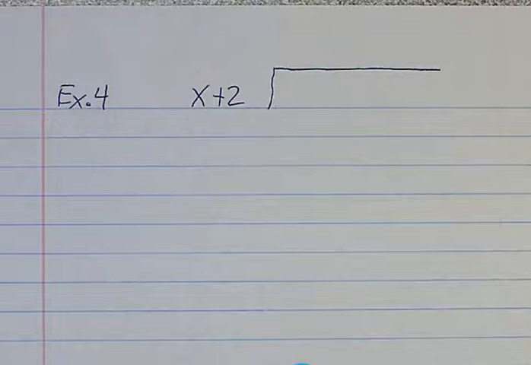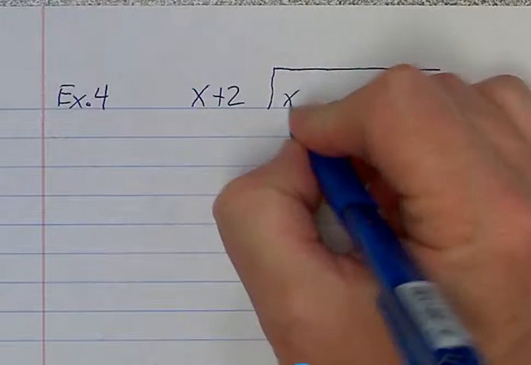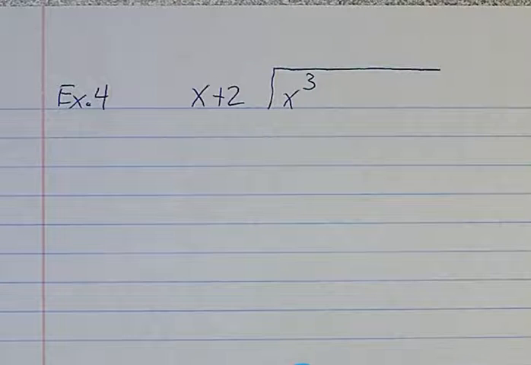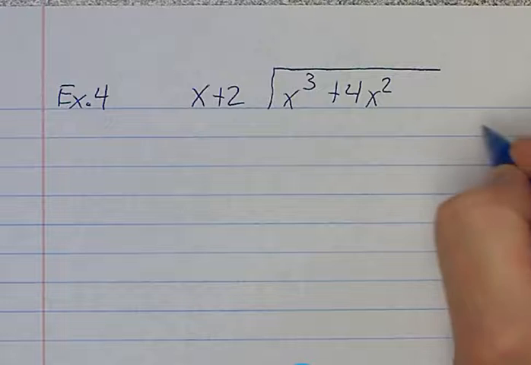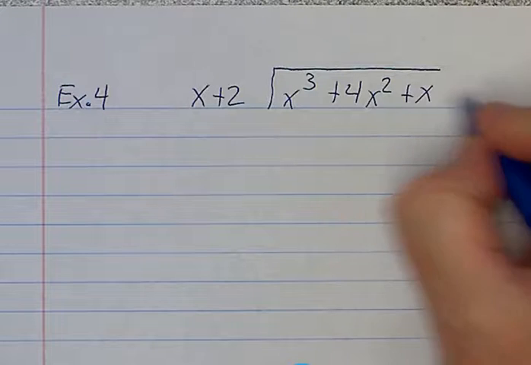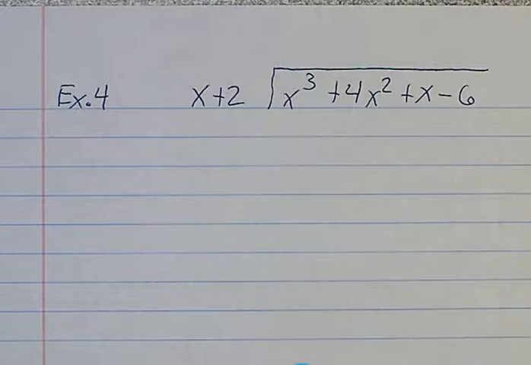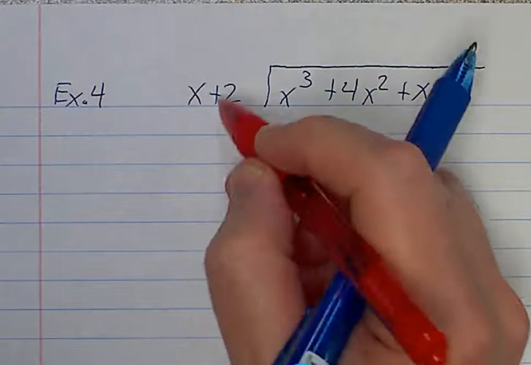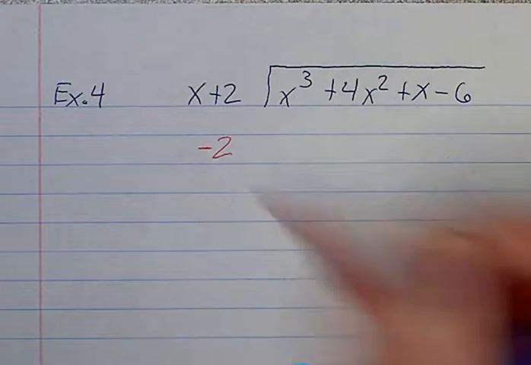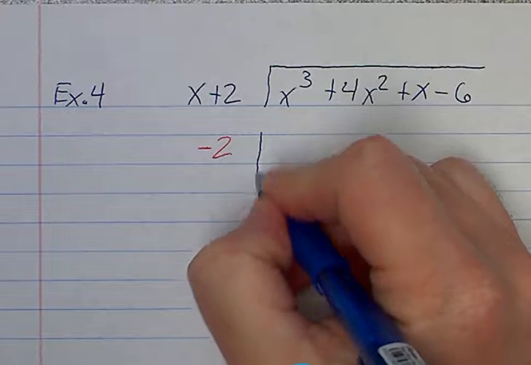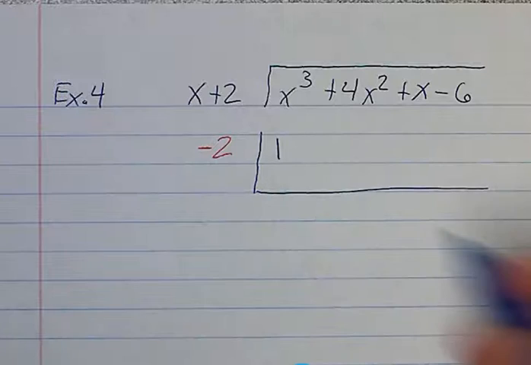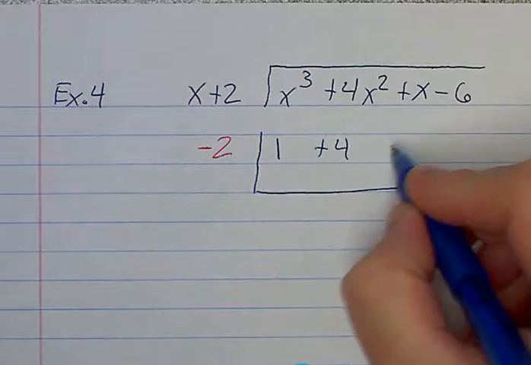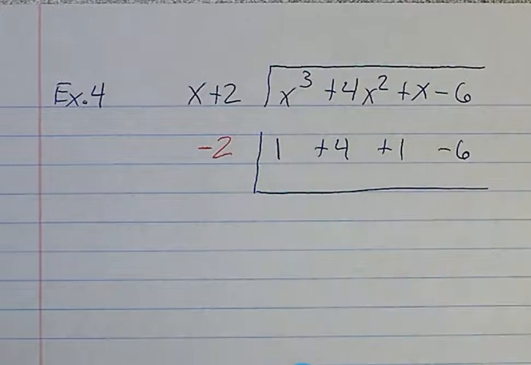Okay, so for example 4, let's divide x plus 2 into x to the third plus 4x squared plus x minus 6. Okay, first thing we've got is we're going to change that from a positive 2 to a negative 2. Flipping this upside down, we've got positive 1, positive 4, positive 1, and negative 6.